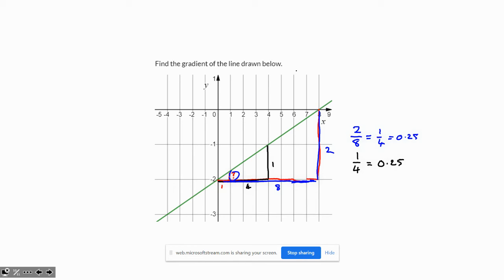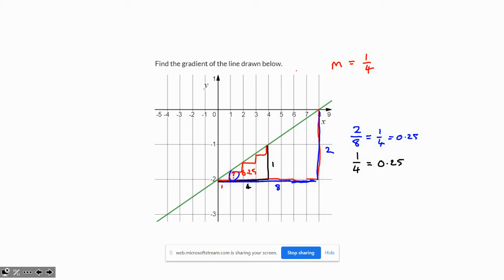So our gradient then, that height is going to be 0.25, because we're going up a quarter, then another quarter, then another quarter, then another quarter. It makes a lot of sense. So we're going up 1 quarter every time we go across 1. And we usually call the gradient the letter m. So our gradient in this case is 1 quarter.